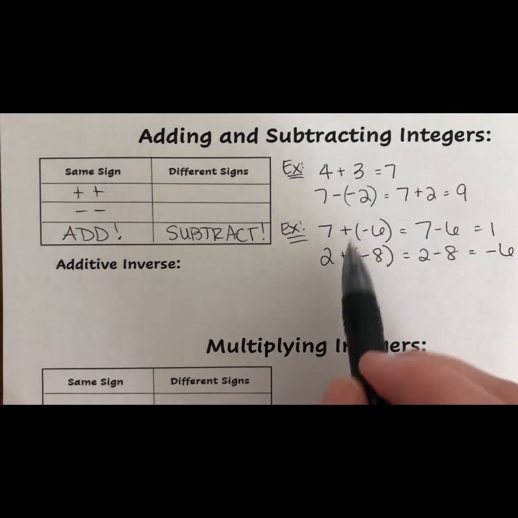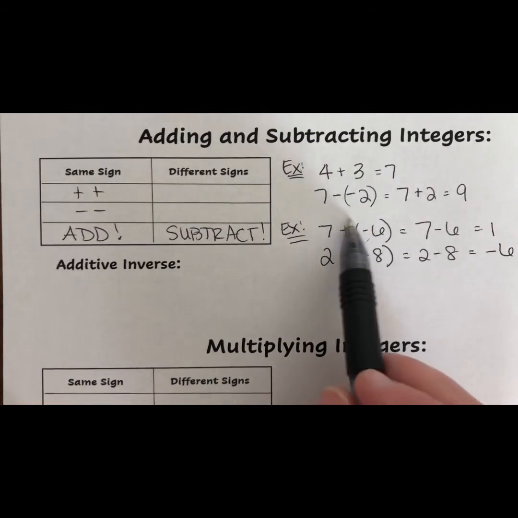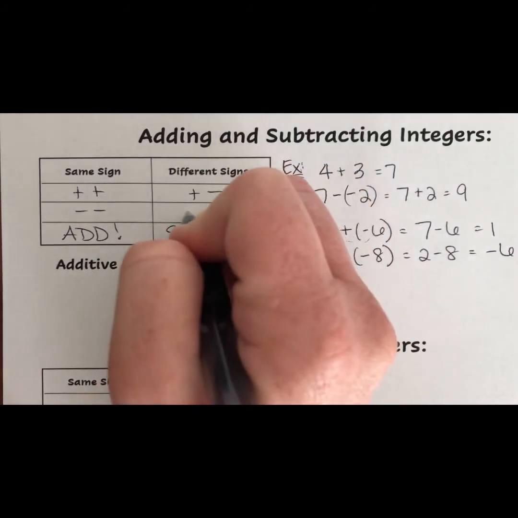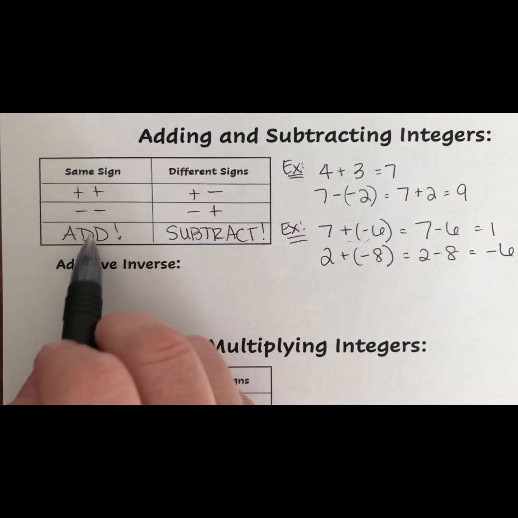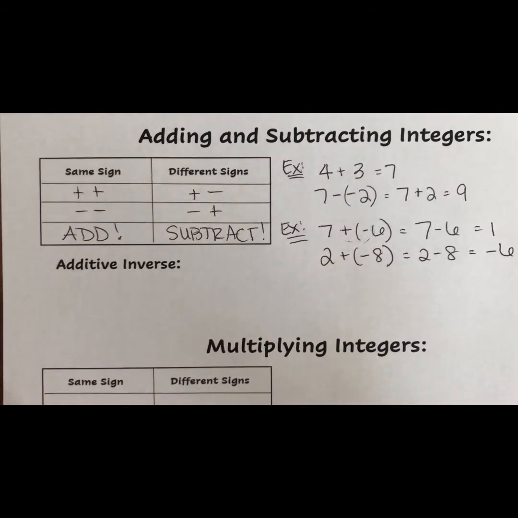The rule is where the signs are touching. Where the signs are touching, if there's two signs touching, we've got to change it to just one sign. How do we know what sign to change it to? Well, if the touching signs are the same, we add. And if the touching signs are different, we subtract. We change it to a minus sign.